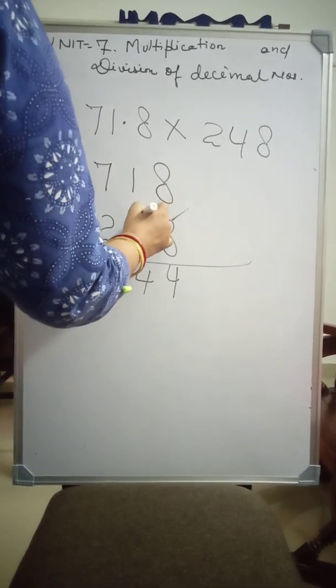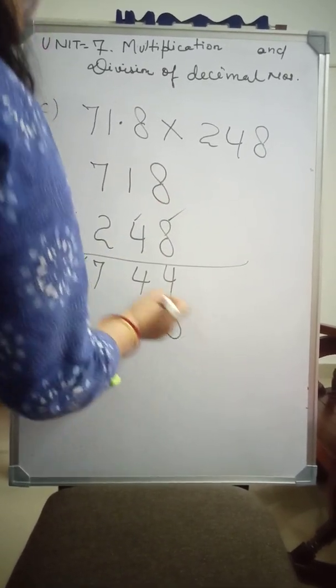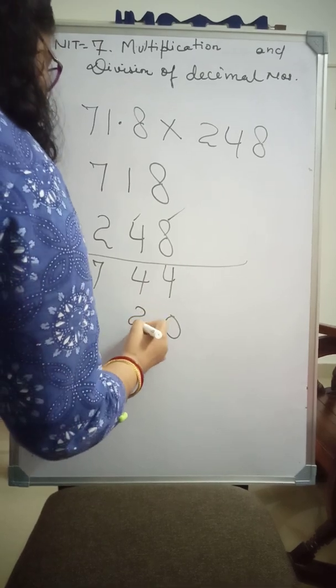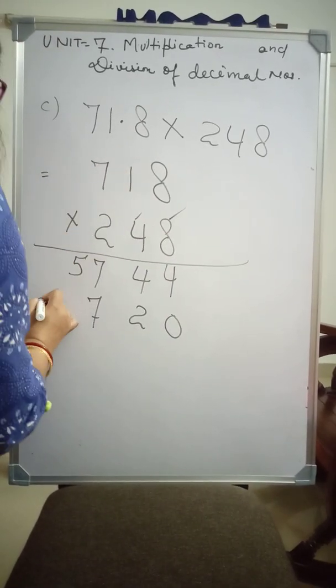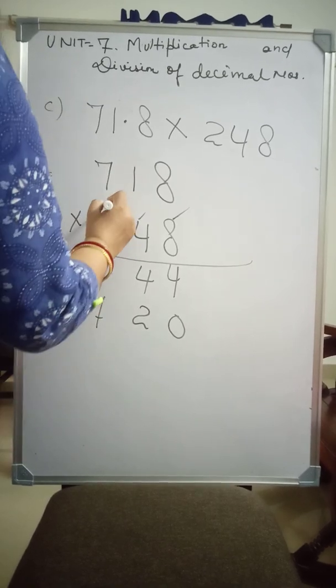Now come to the 4 tens. We will put 0 over here. Now 4 8s are 32, 2, 3 carry over. 4 1s are 4 plus 3, 7. 4 7s are 28. Now come to 200.